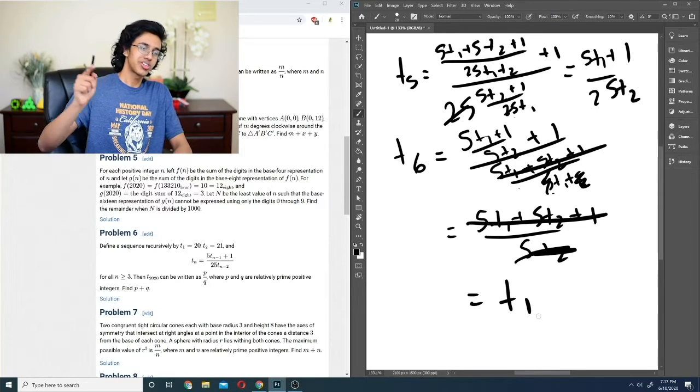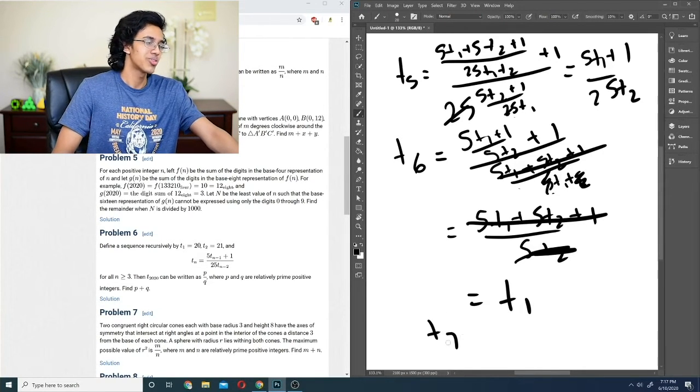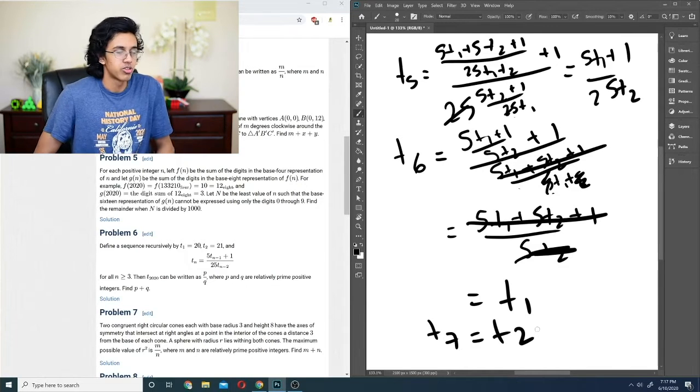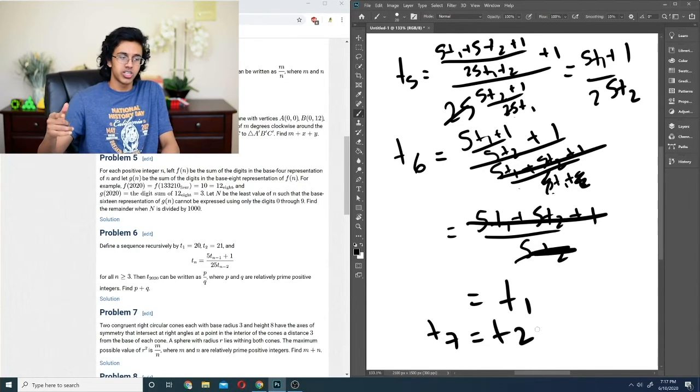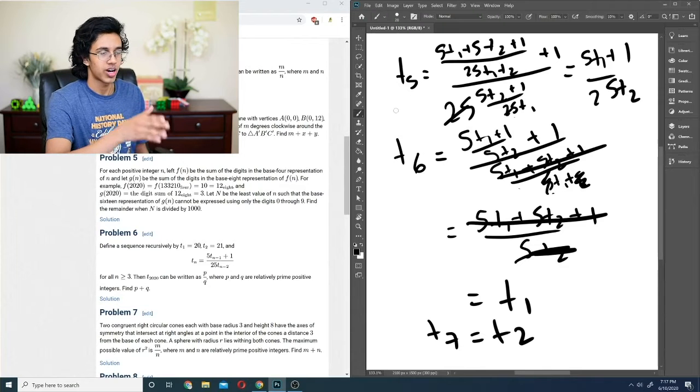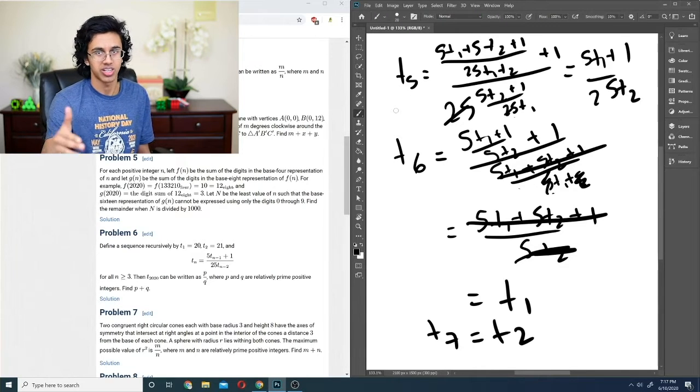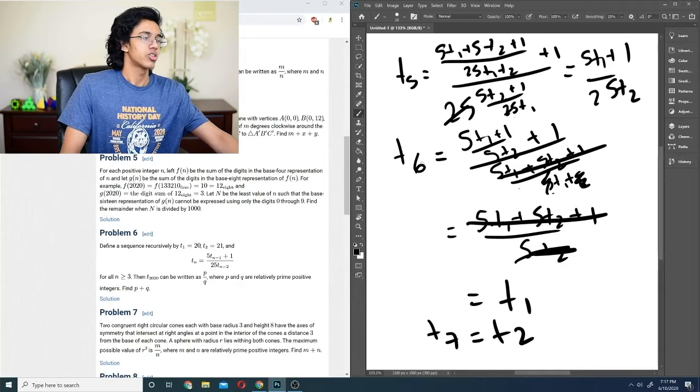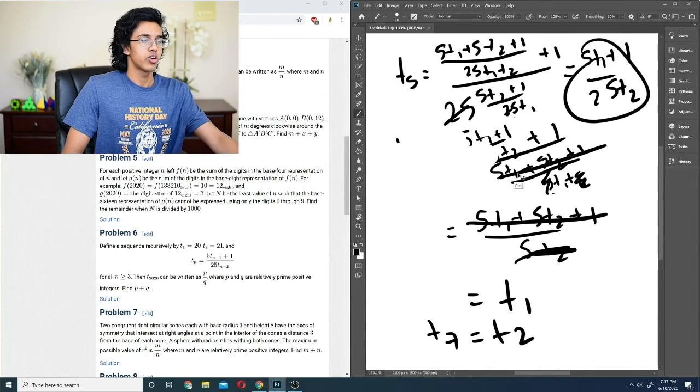So T6 is equal to T1, and guess what T7 is? If you do it out, you get T7 is equal to T2. So T1 is equal to T6, T2 is equal to T7, then T3 is equal to T8, and every 5 it repeats. So T2020 depends on 2020 mod 5. We know that 2020 is 0 mod 5, so it has to be the same as T5, because T5 is the same as T10, is the same as T15, is the same as T20, and so forth. So we can just solve for this thing over here.